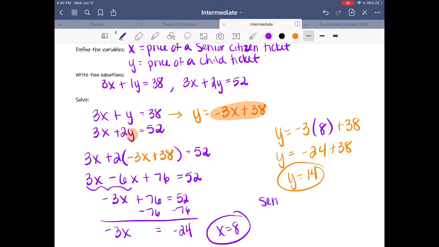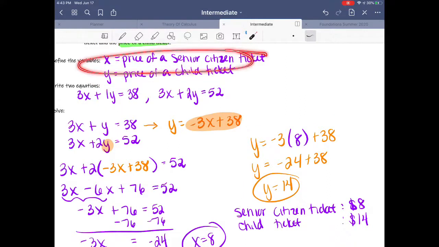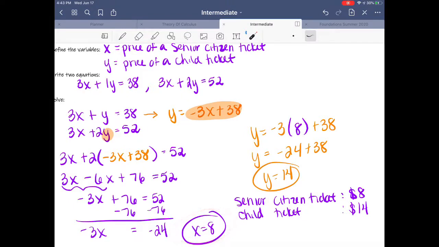So the senior citizen ticket costs $8 and the child ticket costs $14, because I had defined my variable y as the child's ticket and x as the price of the senior citizen ticket. So that's where I got those.